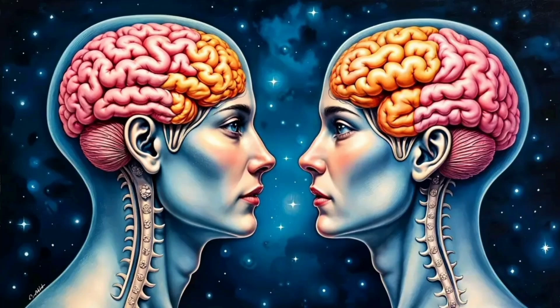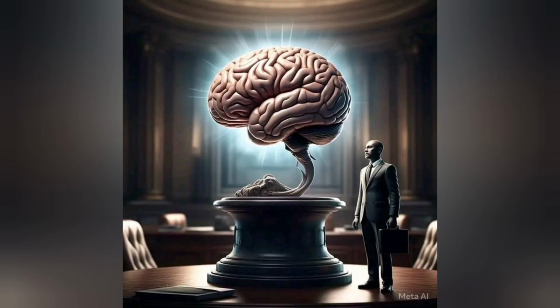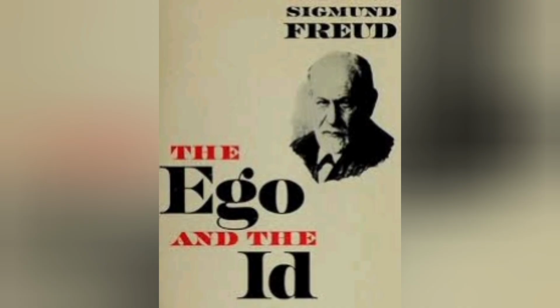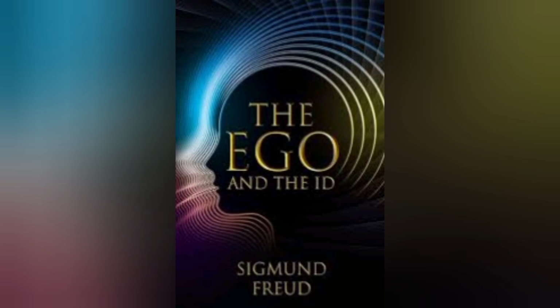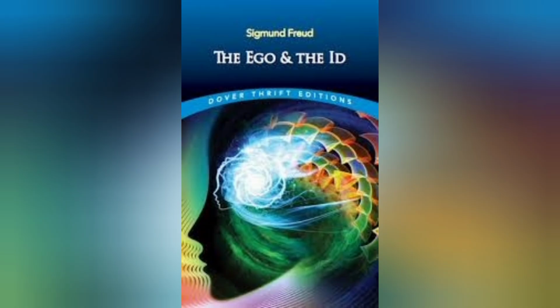Freud's structural model of personality. Sigmund Freud, the father of psychoanalysis, proposed that the human personality is composed of three interacting systems: the ID, ego, and superego. These components work together to shape human behavior, thoughts, and emotions.